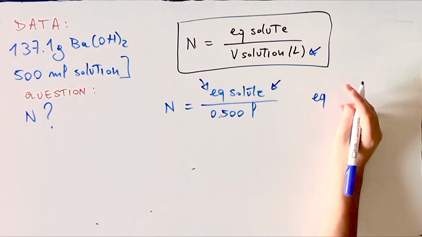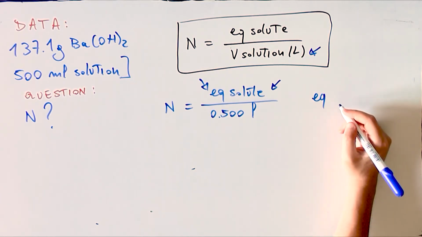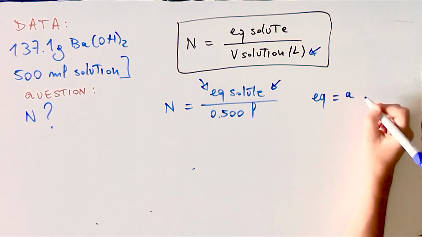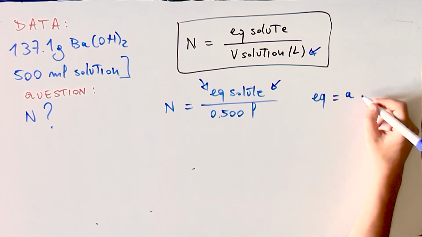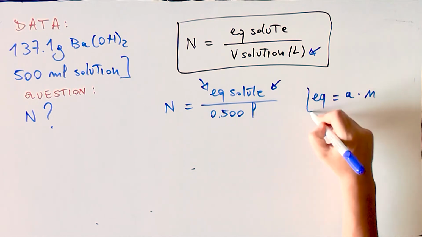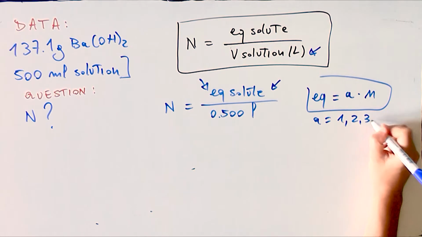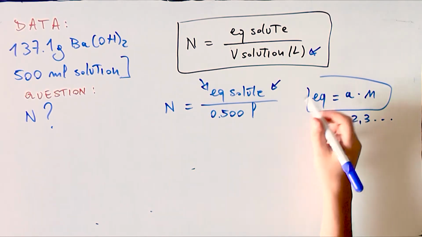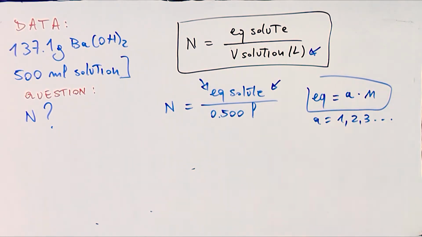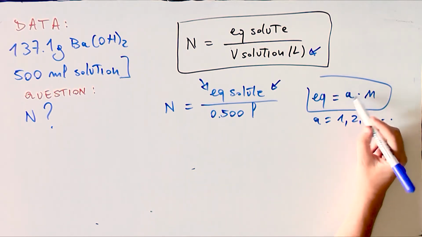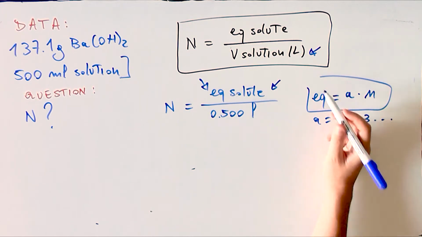So as I told you during my video about solution and concentrations, I told you what is equivalent. Equivalent, you can write it as number A, which is an integer number, multiplied by mole. So A is 1, 2, 3, and so on. If A is 1, of course, equivalent is equal to mole. So just calculate mole, and then let's see what this A is, and we will have equivalent.